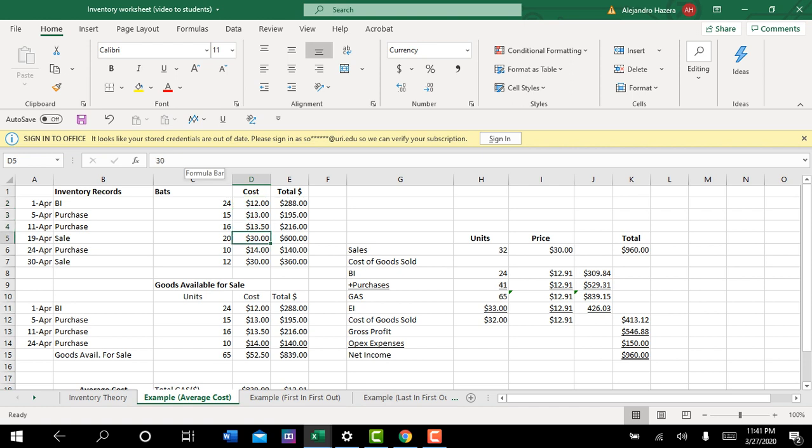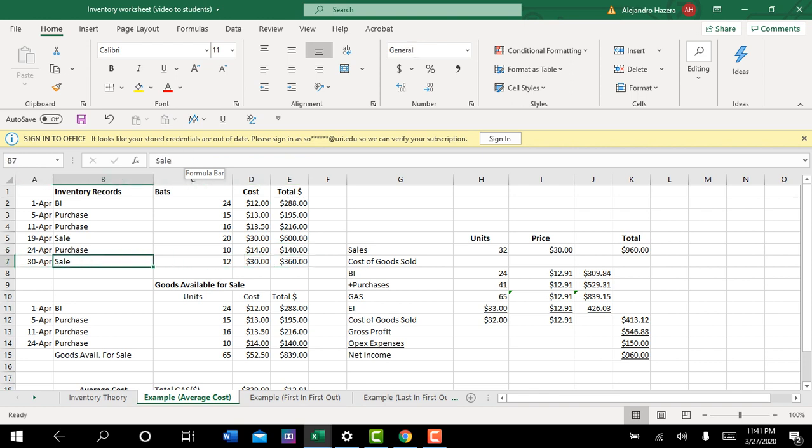So the company sold 20 bats at $30 per bat, so they made revenue of $600 in their records. And then between these two sales in April, the company purchased another 10 bats at $14. And so that gives them $140 as the total cost of that purchase. And finally, the company sold on April 30th, last day of April, 12 bats, $30 each, for $360. So that could be a company's kind of inventory records.